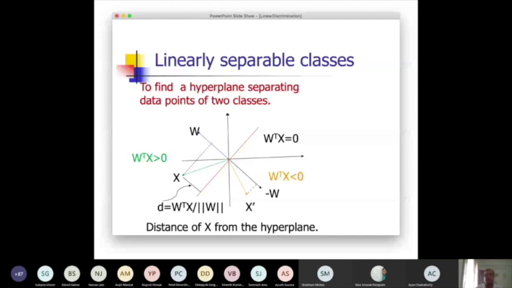So this is the problem from the geometric sense: if I give you training data points with these class levels, we are trying to find a hyperplane which separates these two sets of data points, right? So W transpose X equals 0 denotes that hyperplane in this case. And if a solution exists, then the classes are called linearly separable. It is not that there is a guarantee that this hyperplane will exist.